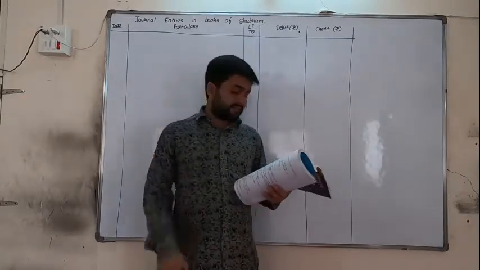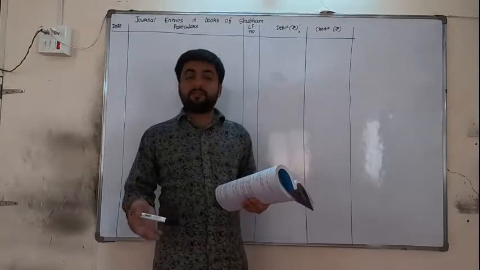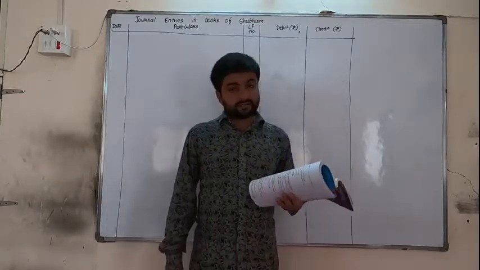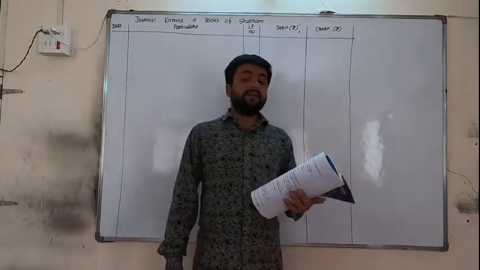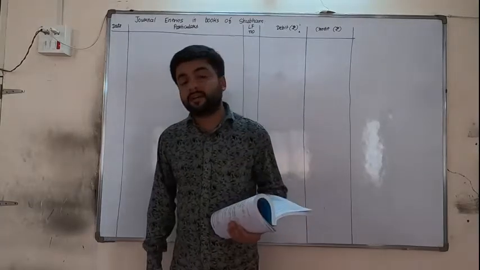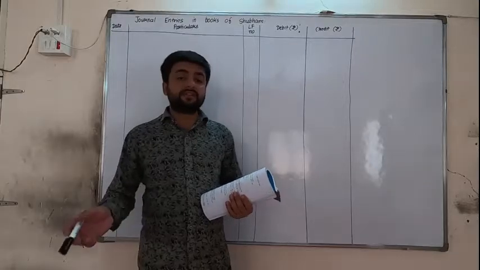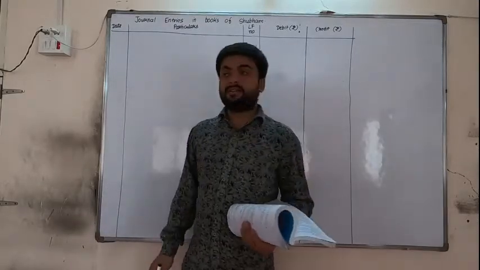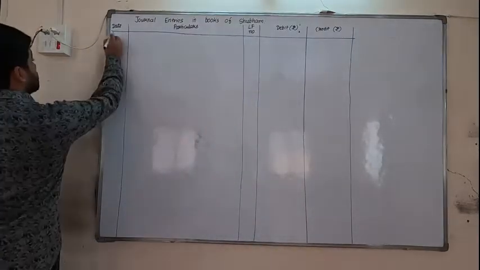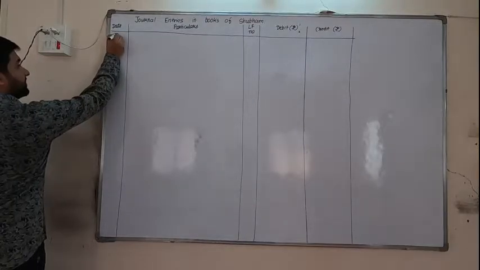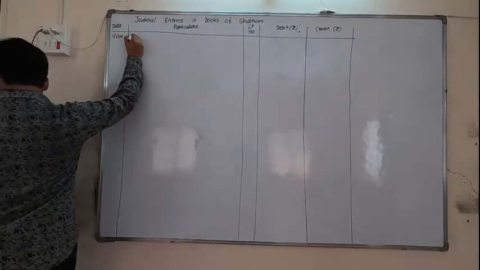Cash is our asset, cash is coming in. Furniture is also our asset, furniture is coming in. Debtors are also our asset, they are coming in, and we are commencing the business. So all these accounts will be debited because they are brought by the owner, they are coming in, and the owner is the giver, so capital should be credited. So we will write the date in this way, 1/1/14.